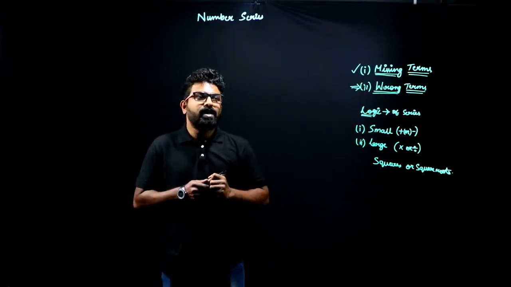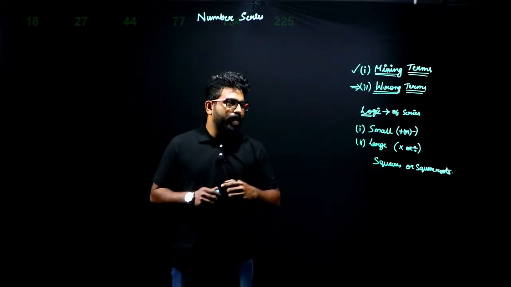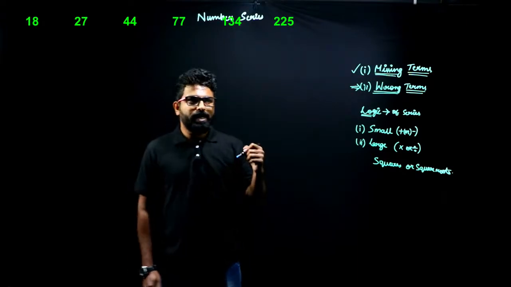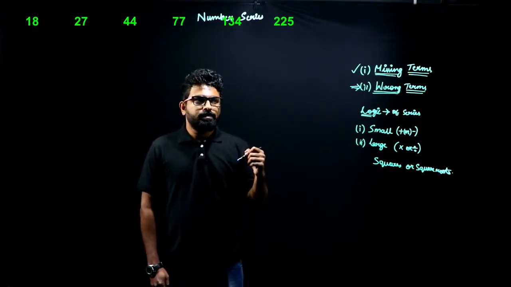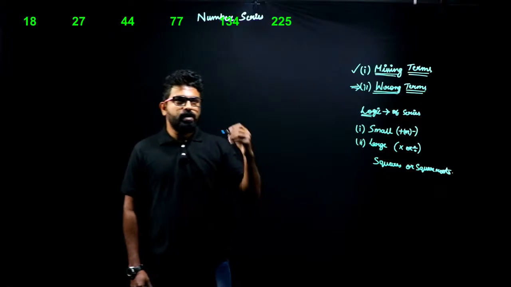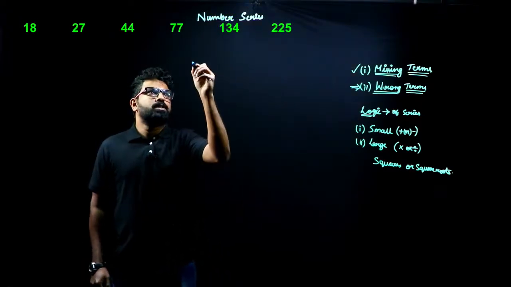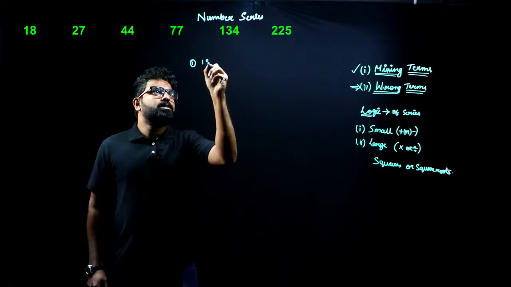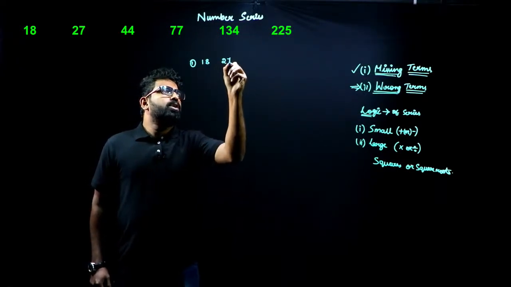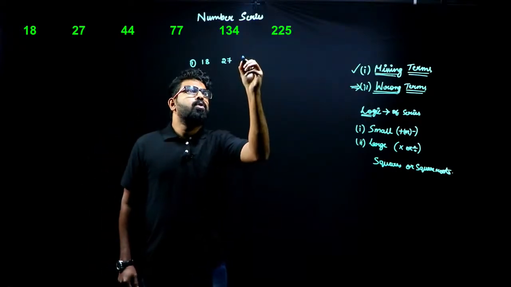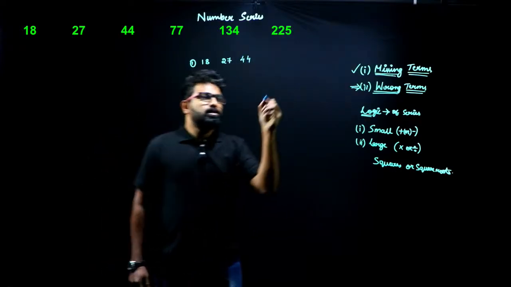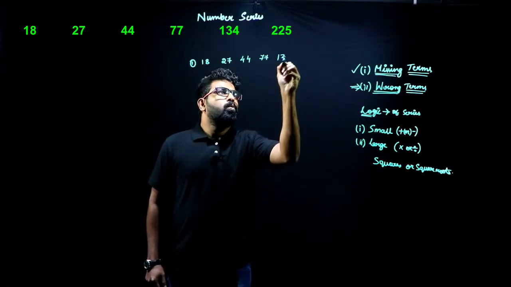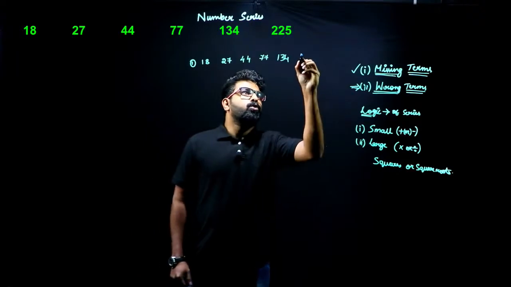So let us look at our first question. What does the first question tell? Can I have my first question? The first question here goes like this. 18, 27, 44, 77, 134 and 225.